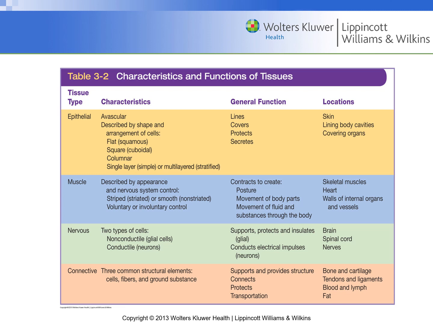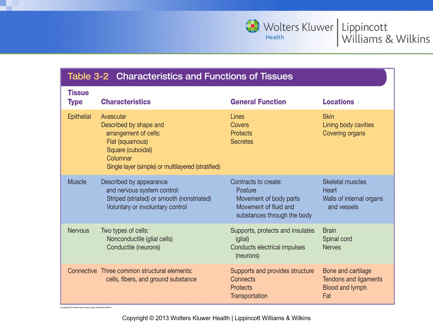Muscle tissue is characterized or described by its appearance and nervous system control: striped, or striated, or smooth, which is non-striated, and its voluntary or involuntary control. Its general function is to contract to create posture, movement of body parts, and movement of fluid and substances throughout the body, and it is located in skeletal muscle, the heart, and the walls of internal organs and vessels.